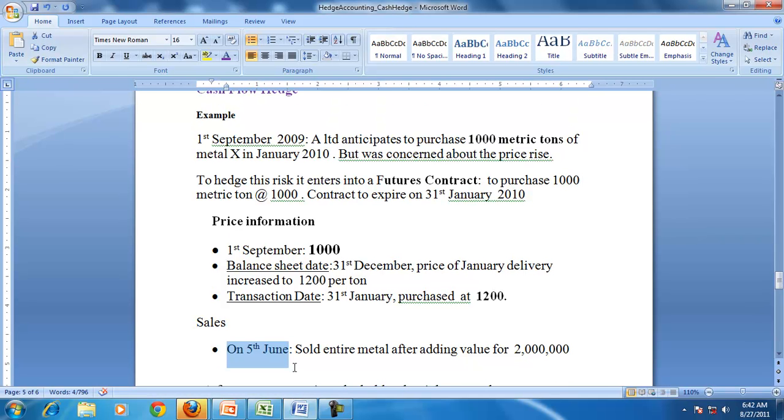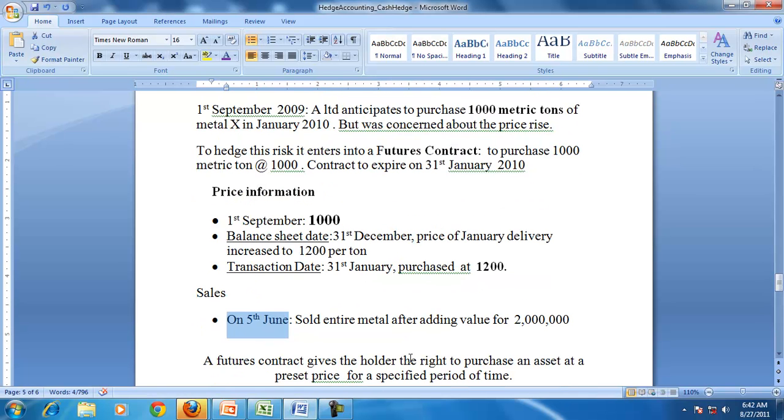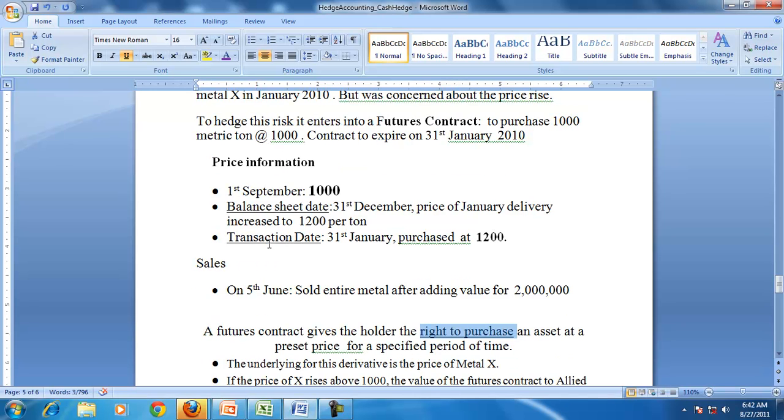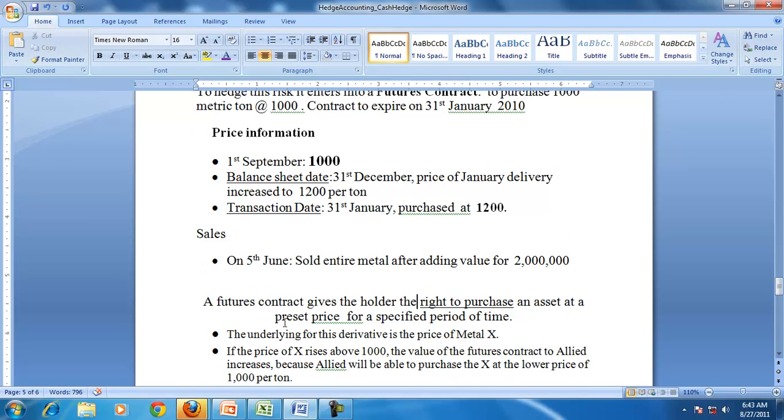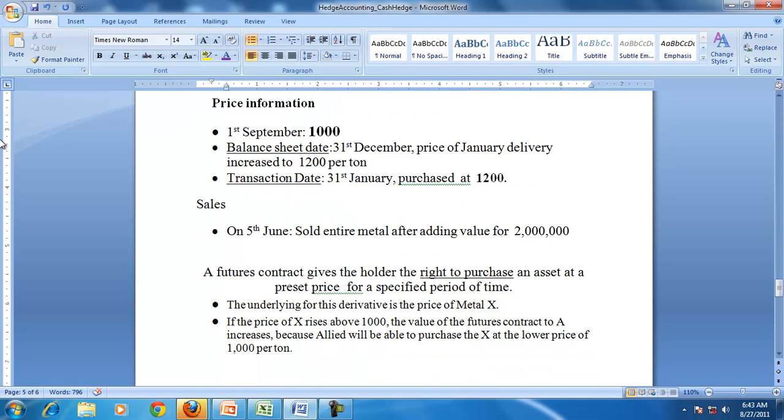So let us understand this contract. There is a futures contract, and the futures contract gives the holder the right to purchase at any time during this contract period at a specified price. It is a derivative because the value of that derivative depends on the price of the metal, and if the price of X goes above 1000, the value of the futures contract will increase, or A will stand to gain, because A will be able to purchase X at a lower price per ton.